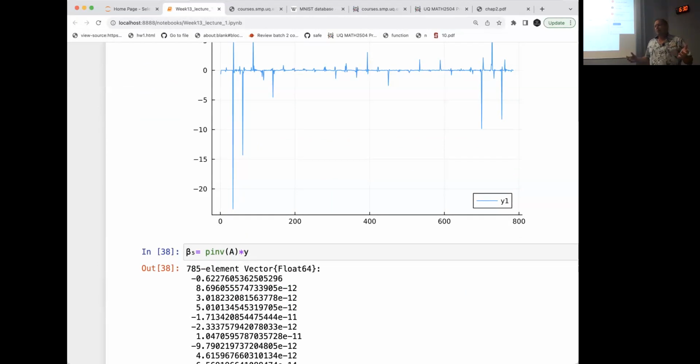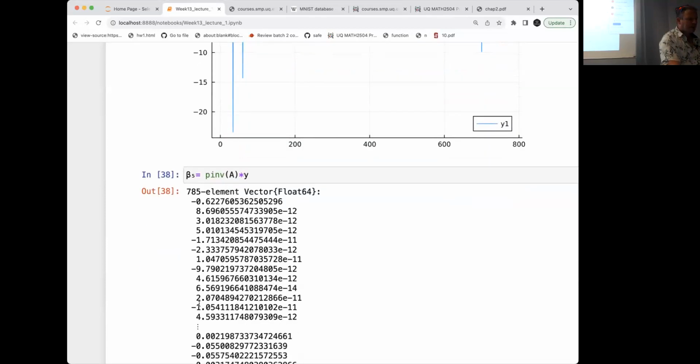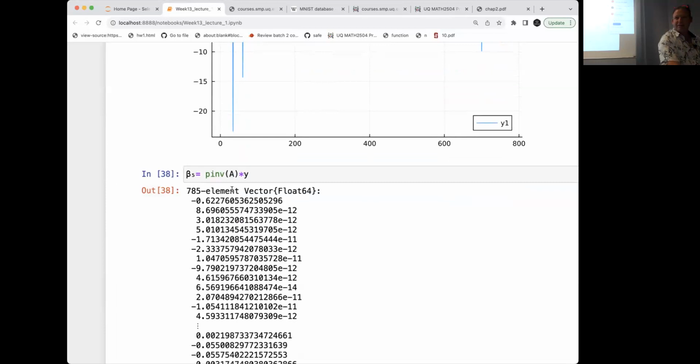What's my model? What are my model parameters? Beta 5. My model is the algorithm that takes your data, some new image that has never been seen, and multiplies it by beta 5. And then what does the model do? The model sees if that thing is positive, it's going to say it's a digit 5. If it's negative, it's a digit 0. Okay, that's all. That's the thing.